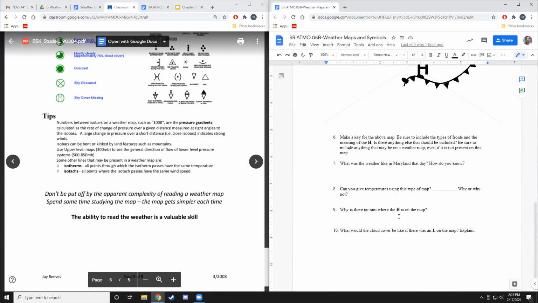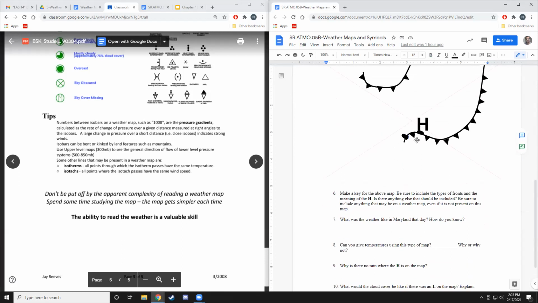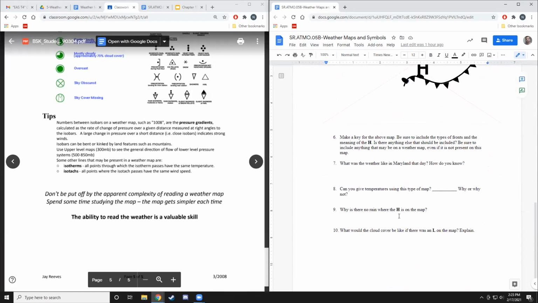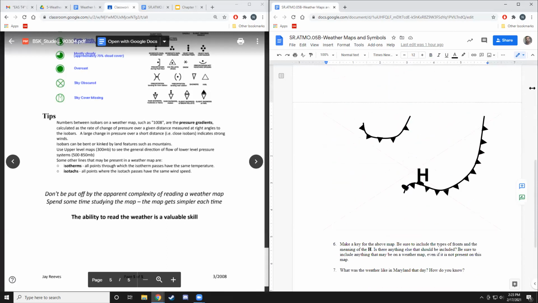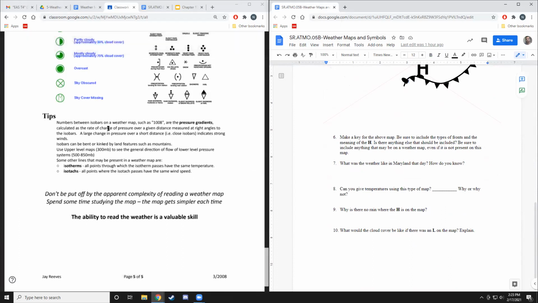Why is there no rain where the H is? So remember, high pressure systems are associated with clear, cool, dry air, so fair weather. So high pressure brings cool, dry air. They're sinking. Can't have rain. And what would the cloud cover be like if there was an L on the map? It'd be more cloudy because low pressure would be storms. Okay. So it's high pressure, and the other one is low pressure. High pressure is good weather. Low pressure is bad weather.